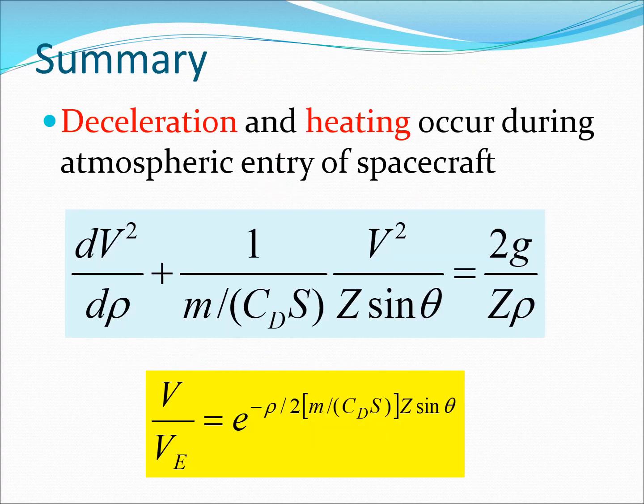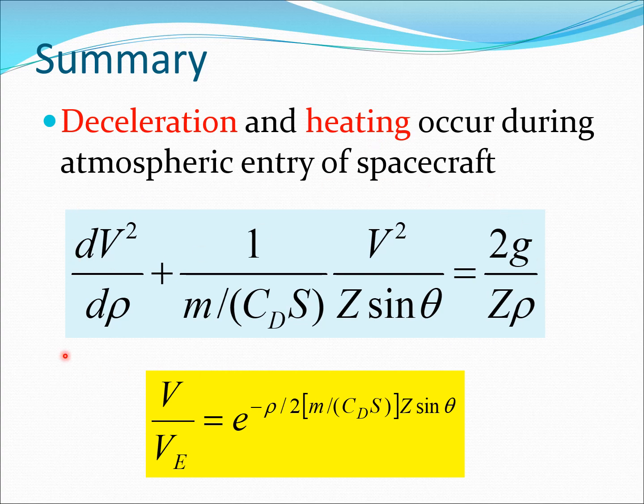So let us summarize some of the main things we learned today. We saw that deceleration and heating are very important as far as atmospheric entry of spacecraft are concerned, because deceleration does impact the people sitting there. It can also impact the equipment and so on. And heating, of course, is negative for the material. It may be negative for the people also. And it may lead to damage to the various equipment and subsystems and so on.